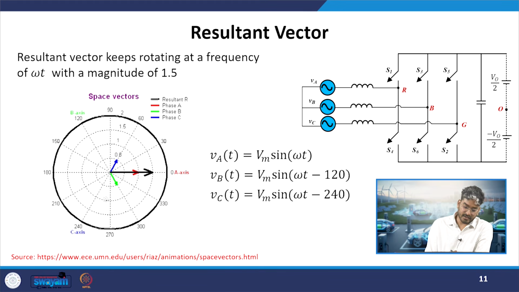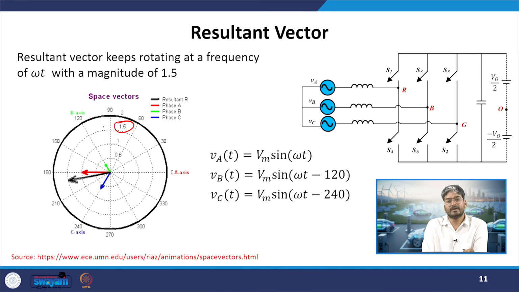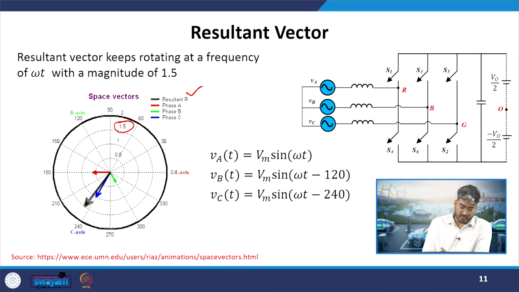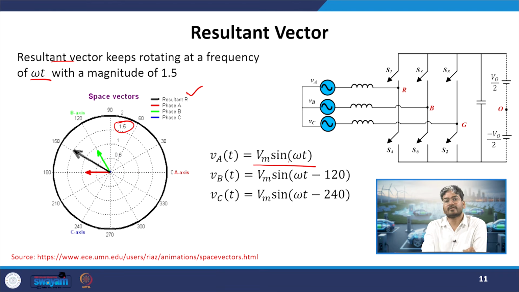So if I consider other values of omega t, I will see that the magnitude will always be fixed at 1.5 Vm, and the resultant will be continuously rotating at a speed equal to the omega of my sinusoidal signal. So what will be the speed of this resultant vector? It will again be rotating at omega t. So the moment my supply sine wave completes one cycle, my resultant vector will also complete one cycle. That is the meaning of this.